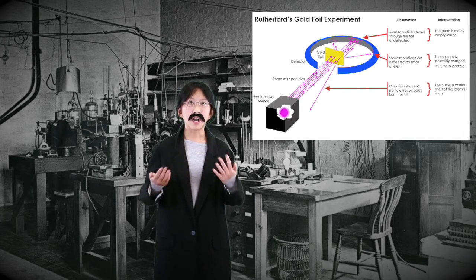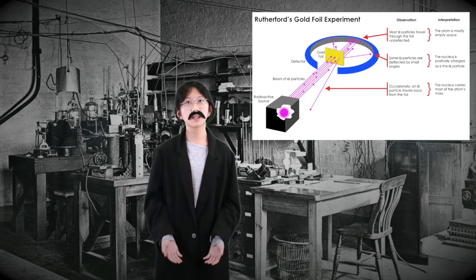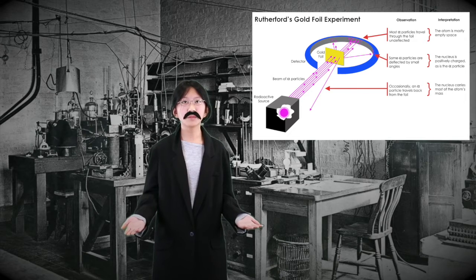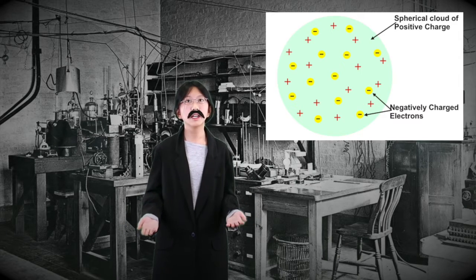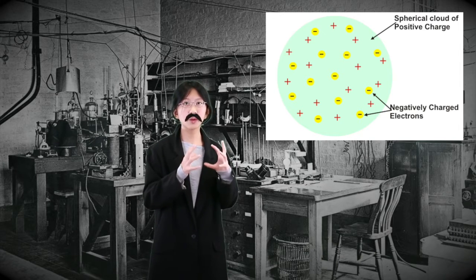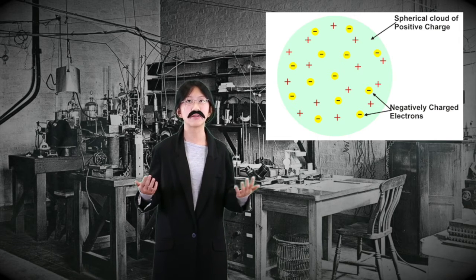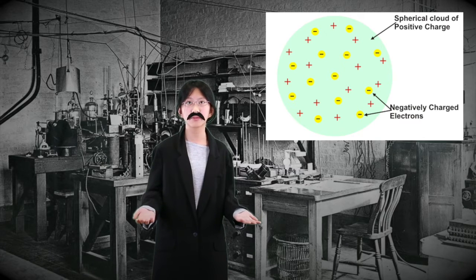Now, I expected all of the atoms to pass right through the gold foil. After all, J.J. Thomson's model of the atom, which is known as the plum pudding model, showed that the atom was actually a sphere of thick, liquid-like substance whose positive charge canceled out the negative charge of the electrons.